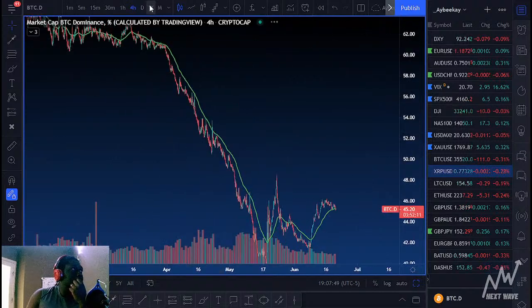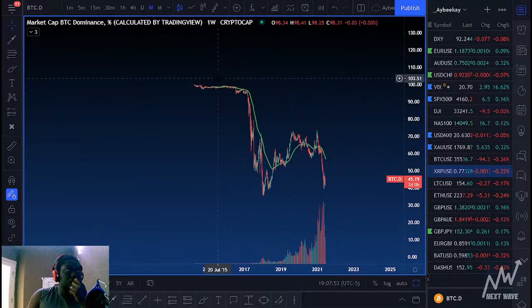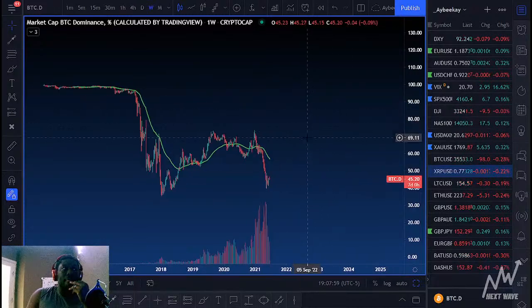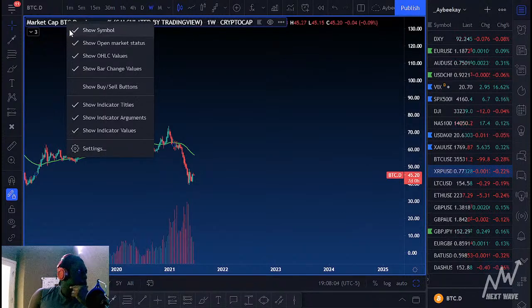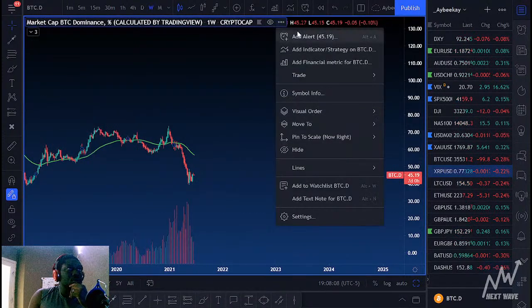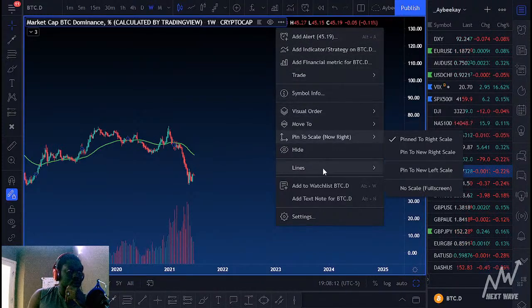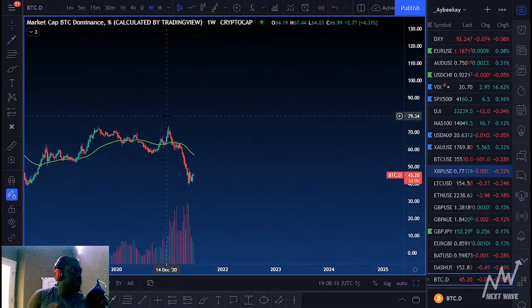Hold on. I might need to save this. This looks about right. I'm going to save this. I want to keep this. Yeah, there you go. I definitely want to keep this because this is the Bitcoin dominance.